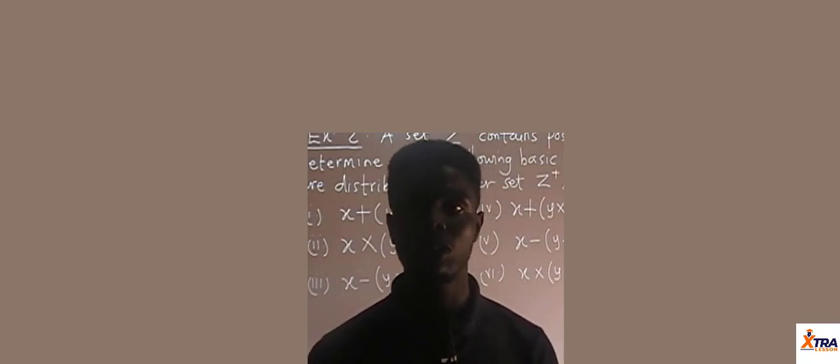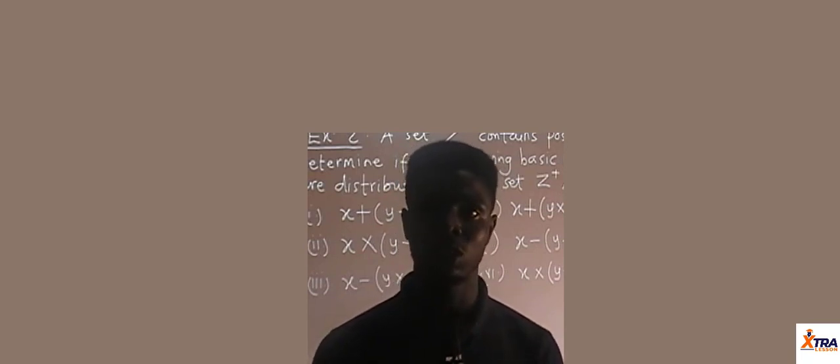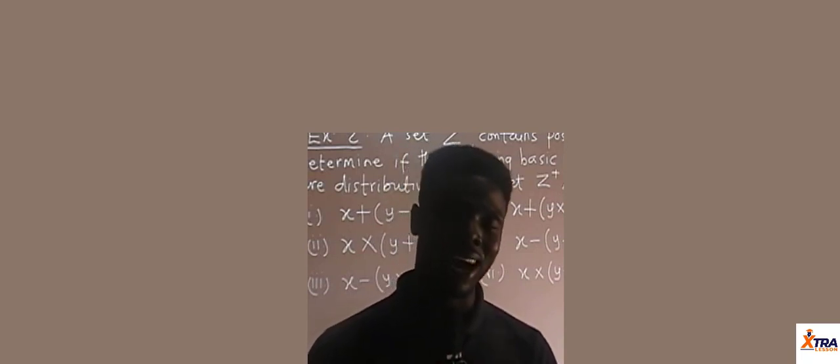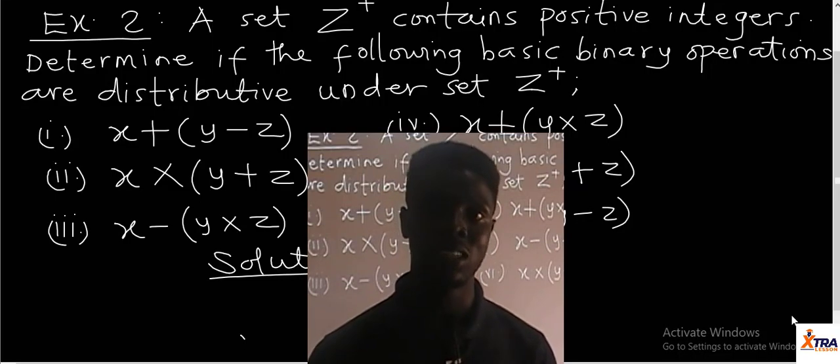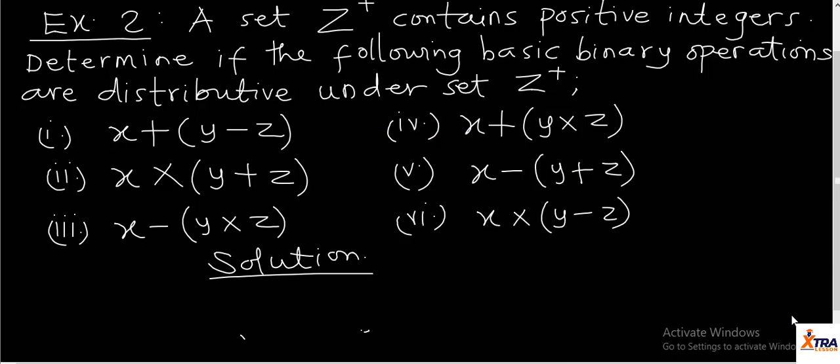So we need to know which one is coming first, even if they are the same operations, and which one is coming second. So the arrangement of each operation actually matters in distributivity. We'll be taking an example now to consider that aspect also. Now we have an example here that says a set Z plus contains positive integers. Determine if the following basic binary operations are distributive under set Z plus.